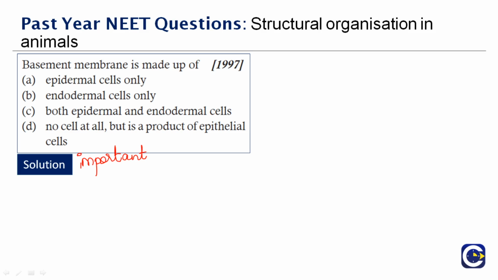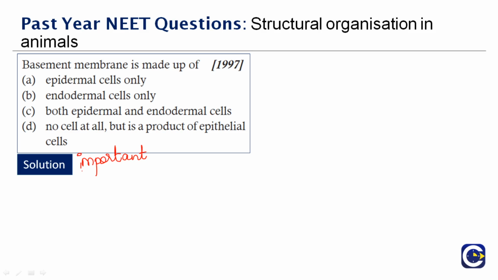It is a delicate non-cellular layer that is made up of extracellular material that lies below the epithelium, in contact with the basal surface. The basal lamina consists of mucopolysaccharide and very fine fibers. So you can call it a non-cellular organ.